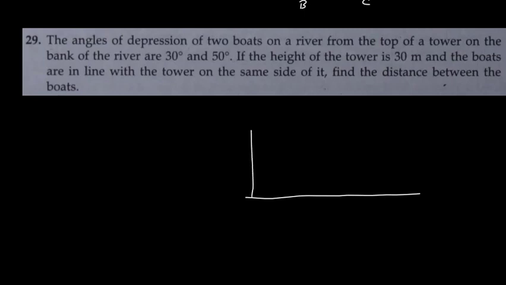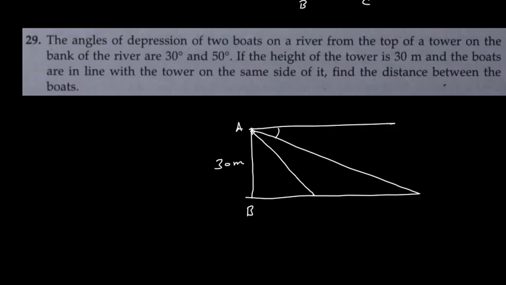There is a tower which is 30 meter in height. So say this tower is AB, and from this tower I look at angle 30 degree and 50 degree. So this is 30 degree and this is 50 degree, right? With horizontal, this angle is 30 degree and this angle is 50 degree. So here you will get 50 degree and here you will get 30 degree. And the question is find the distance between the boats. So two boats are there. Say one boat is at C and one boat is at D. Now again you can find out the value CD. Okay, so this problem also you have to only solve.